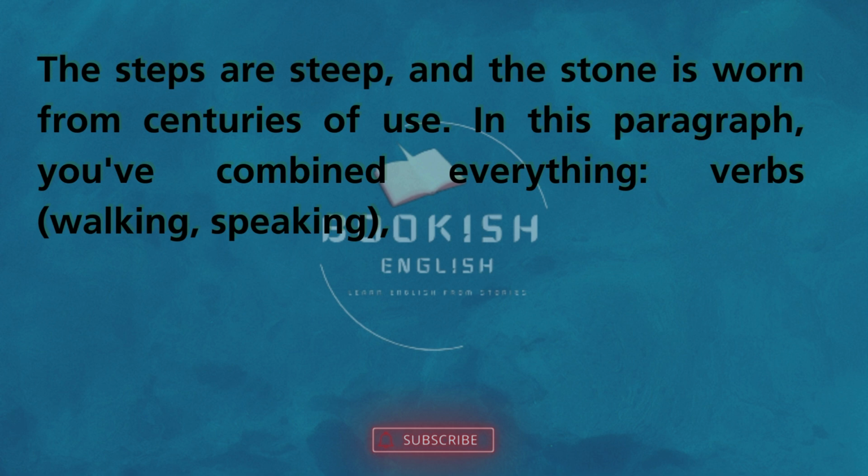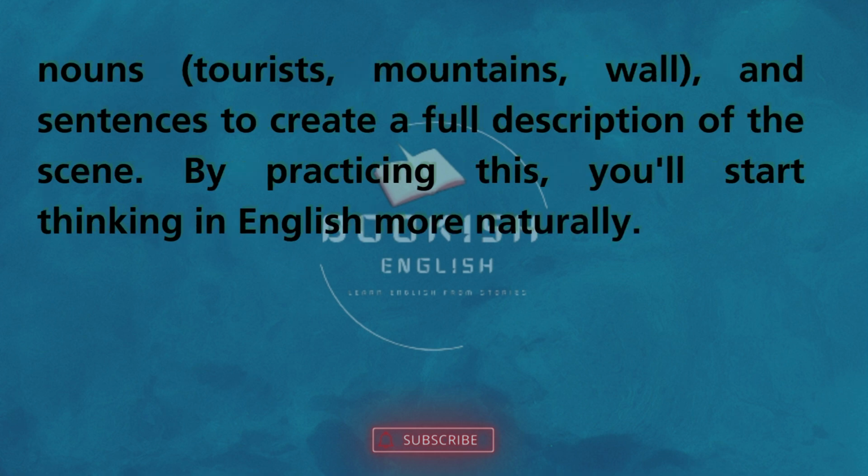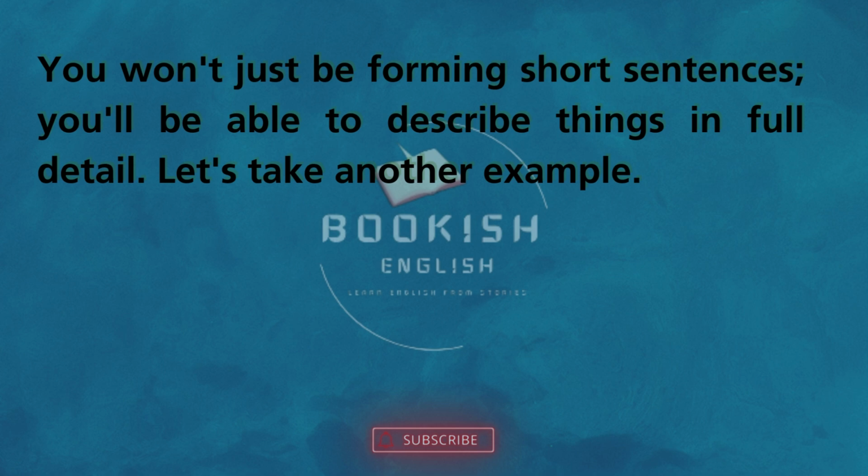In this paragraph, you've combined everything: verbs, walking, speaking, nouns, tourists, mountains, wall, and sentences to create a full description of the scene. By practicing this, you'll start thinking in English more naturally. You won't just be forming short sentences. You'll be able to describe things in full detail.